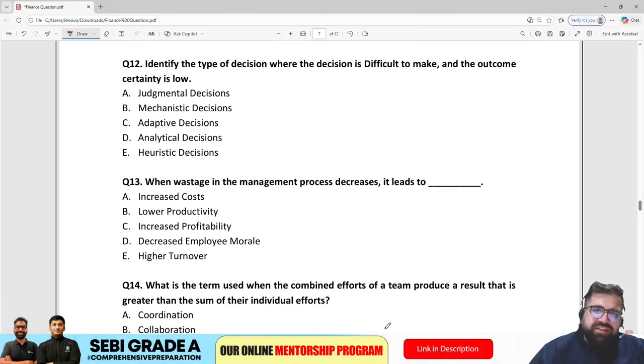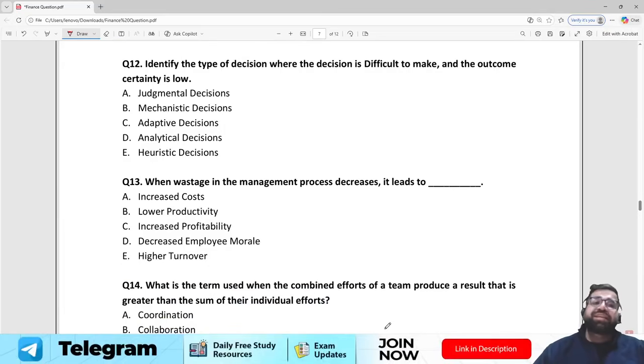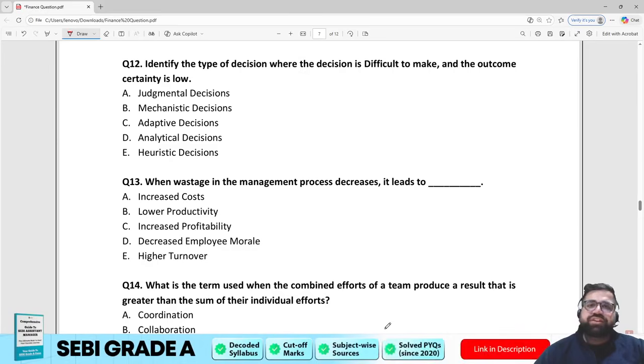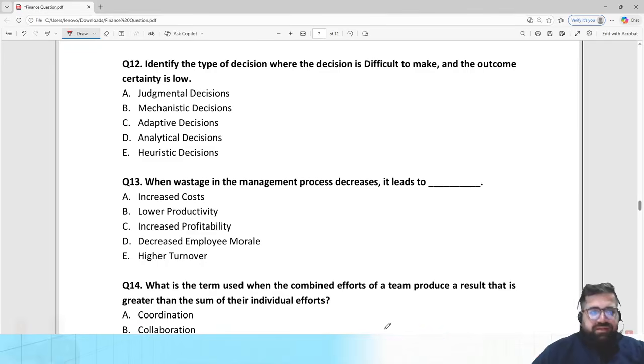Identify the type of a decision where decision is difficult to make and outcome certainty is low. Outcome certainty is low means what? That you are not sure what will happen. Right? So tell me which type of decision is this? Although we teach decision making in NAVAD, they are asking this question over here because decision making is related to planning, and planning is a function of management which is directly there in your syllabus.